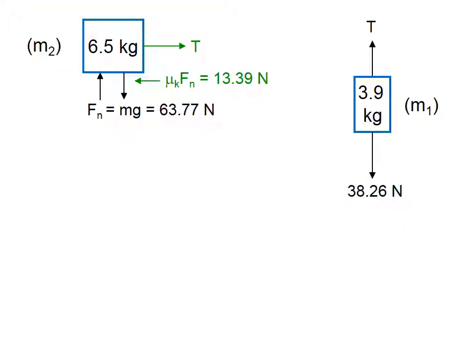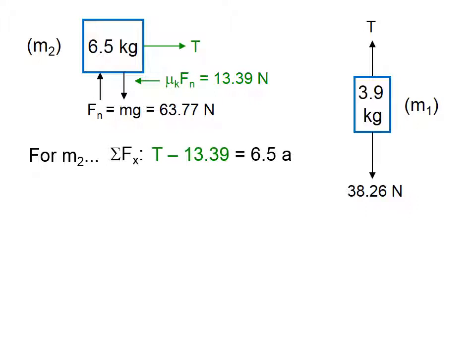This is where we stand so far. I've just recopied those free body diagrams for you. Let's go ahead and write a Newton's second law equation for mass number 2. This mass number 2 is going to be sliding to the right. I hope you remember the picture from the previous slide. So I'm going to choose to the right to be positive. T minus 13.39 is equal to the mass of the object times the acceleration. We can't solve this equation because we have two unknowns in it.